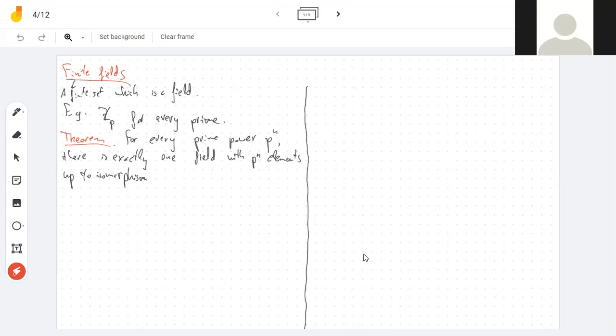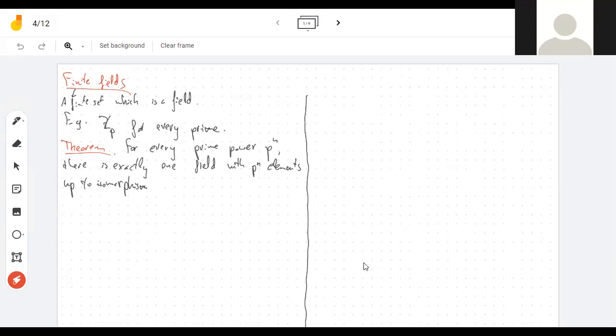Actually, we know a lot of fields. It's going to make our life much, much easier. So today we're just going to prepare for that and show some things about finite fields.